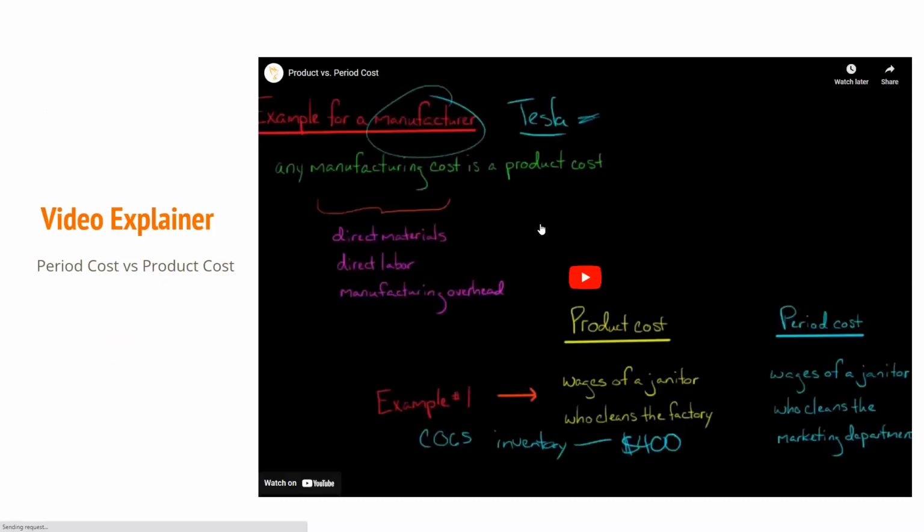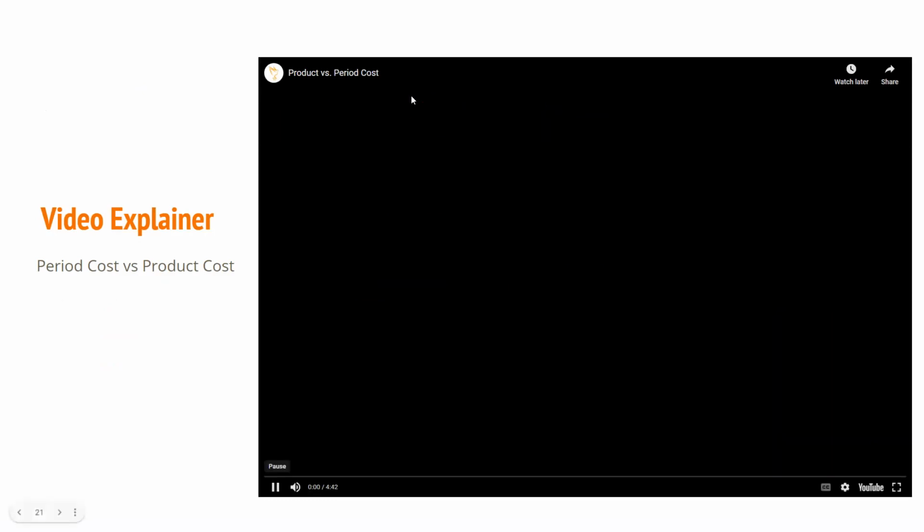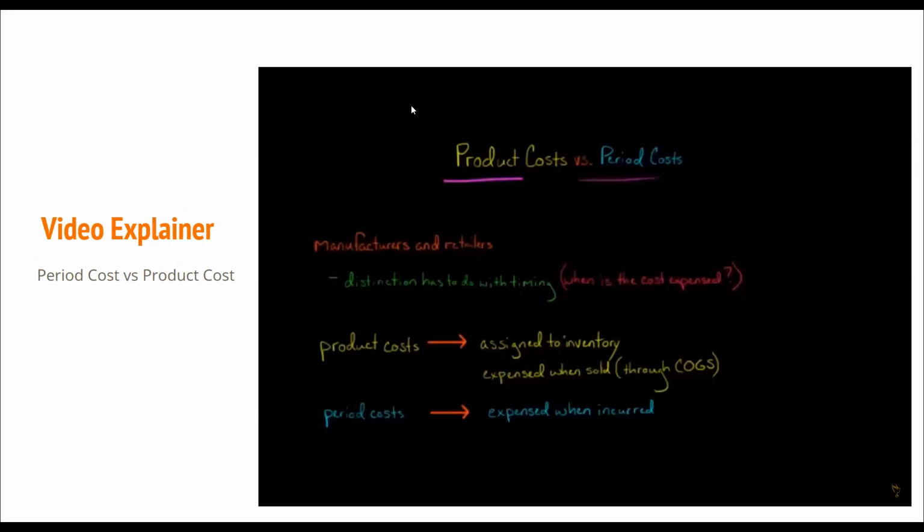Right, let's take a look at a short video comparing product costs versus period costs. In this video, we're going to talk about the difference between product costs and period costs. So this distinction only makes sense for manufacturers, retailers, or any company that has inventory. And it's really a matter of timing. When is a cost going to be expensed?